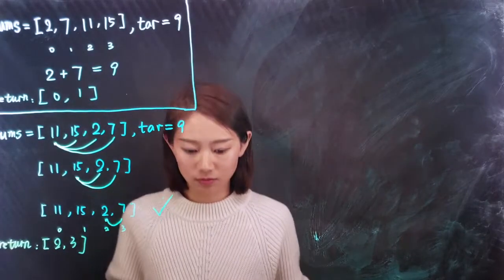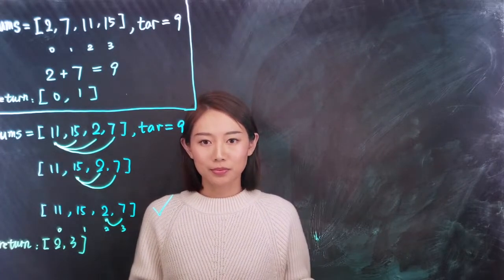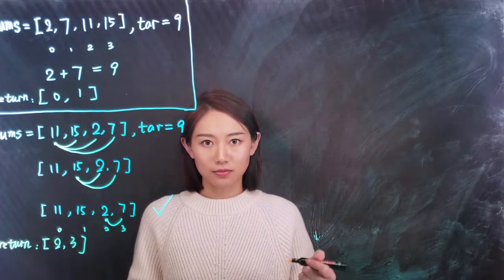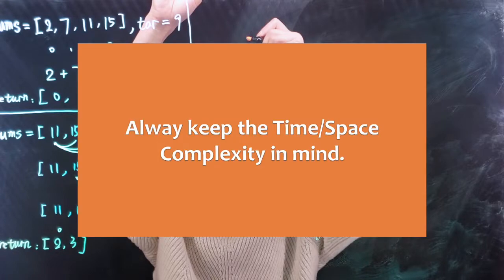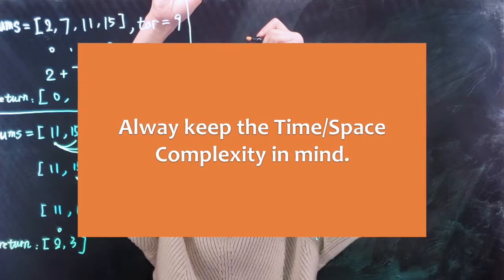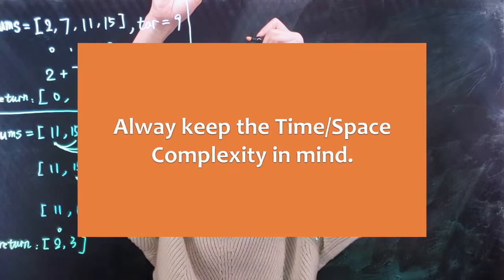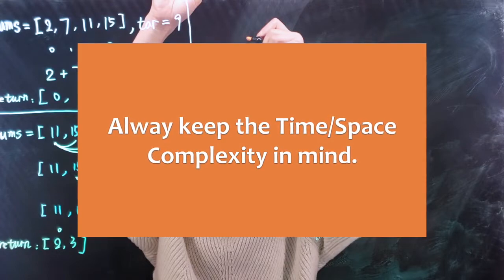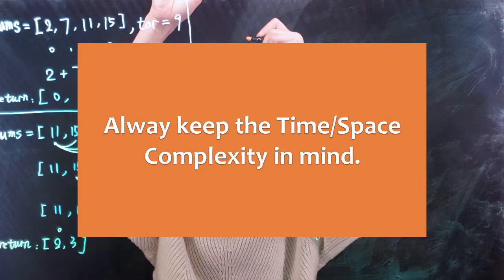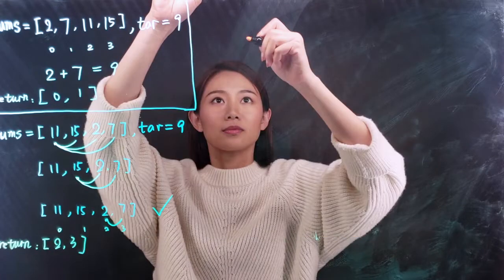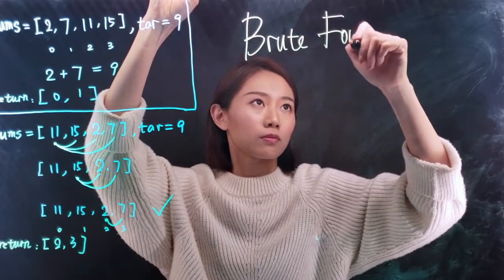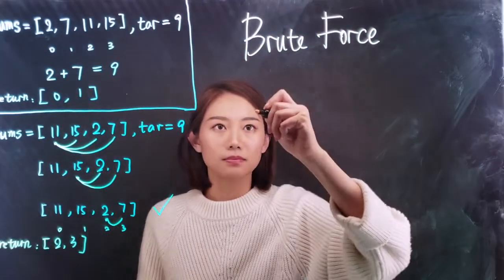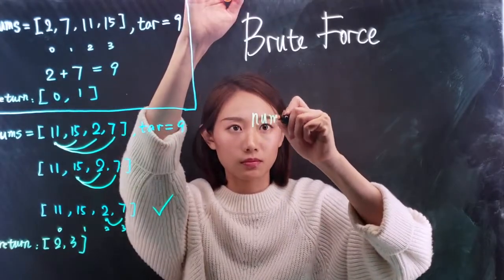So what do you think about the solution? Very straightforward, but is it good enough? How do we decide whether an algorithm is good enough? Always keep the time and space complexity in mind. For people who don't know about big O time complexity, I encourage you to pause the video and check the big O video linked below. Time complexity is extremely important for an algorithm design, and it is extremely important for a coding interview.